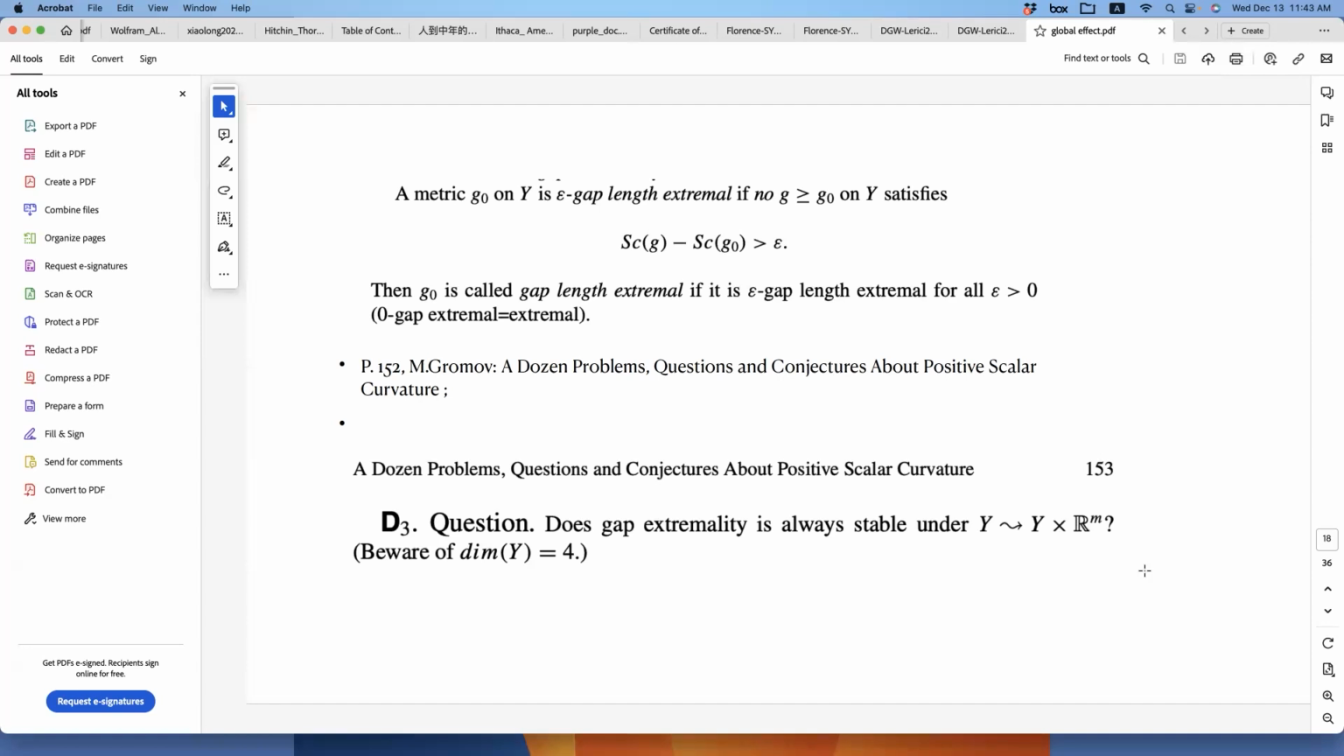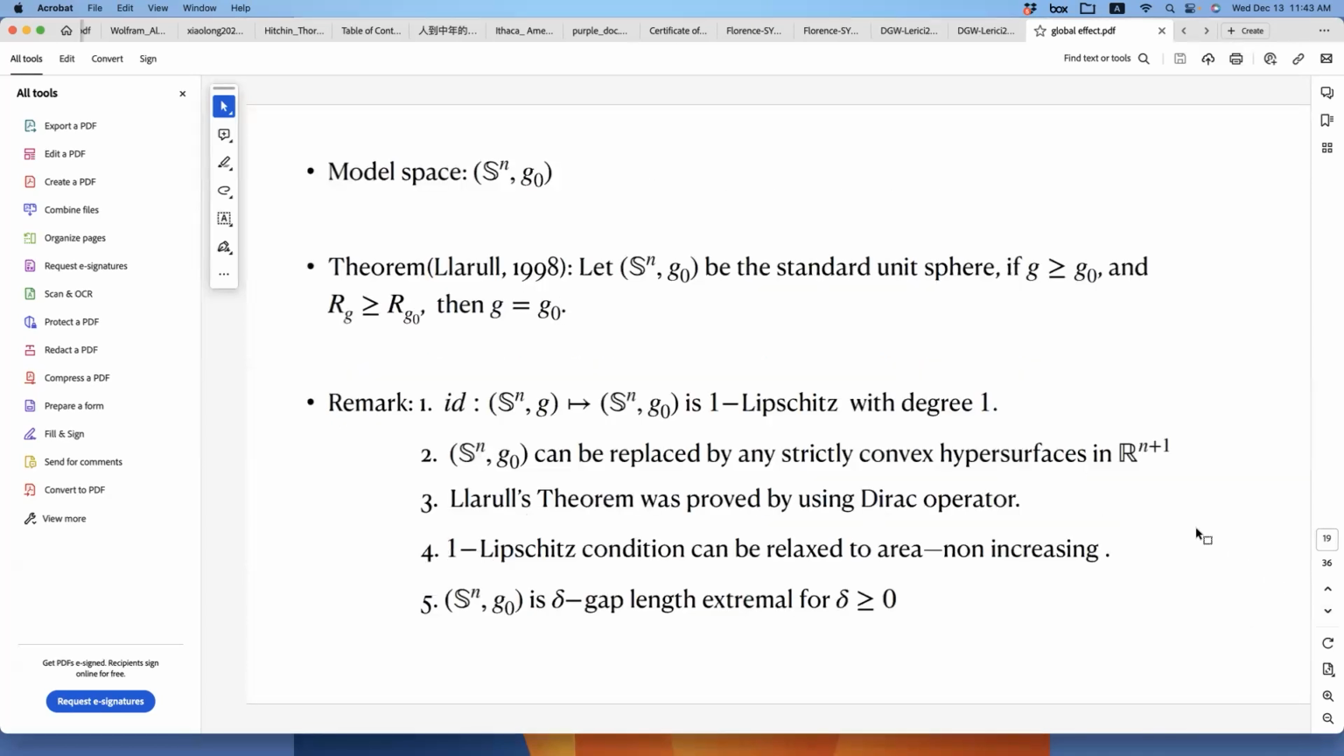Now let's see the following example. This is the n-dimensional unit sphere, and G0 is the standard metric. If G is another metric on this sphere with G at least G0, and the scalar curvature of G is also bigger than that of G0, then G must be isometric to G0. This is the Llarull theorem, which was proved, I think, 25 years ago. Now here's a remark. Under the conditions of the Llarull theorem, the identity map is actually 1-Lipschitz with degree 1.